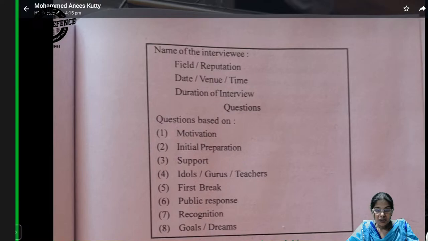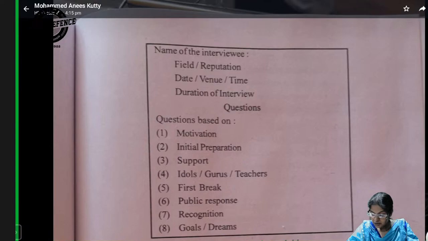The second question on initial preparation. So you could ask, what were some of the initial steps that you took to prepare to make a career in acting? Did you go through any formal training or a course? And you could also ask about some early experiences which actually shaped the celebrity into taking up acting as a career.